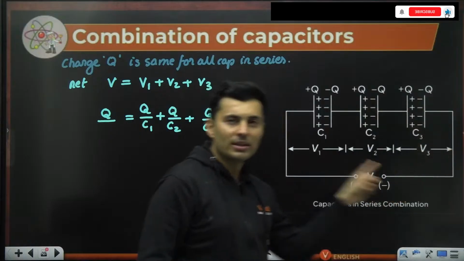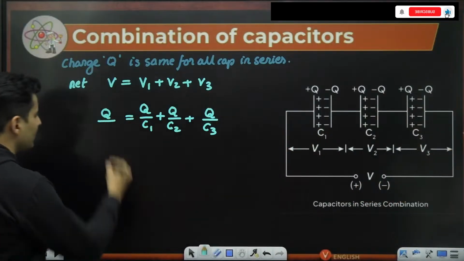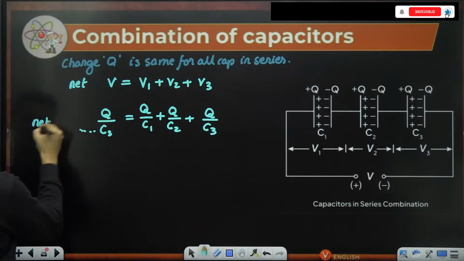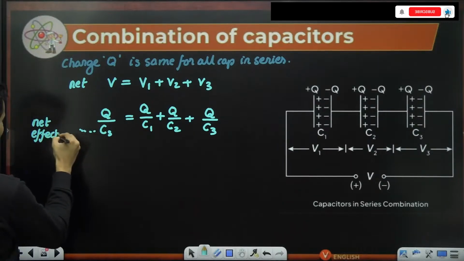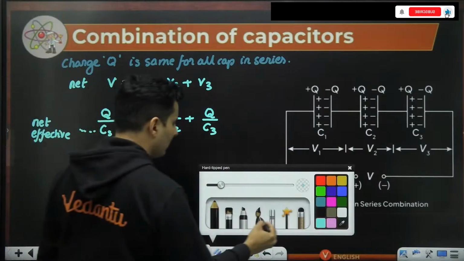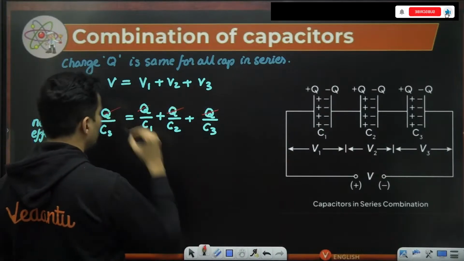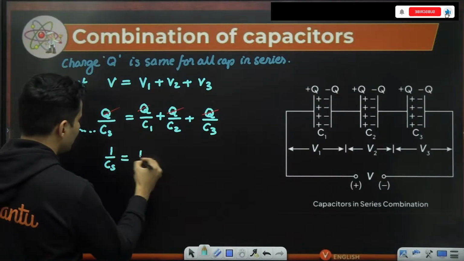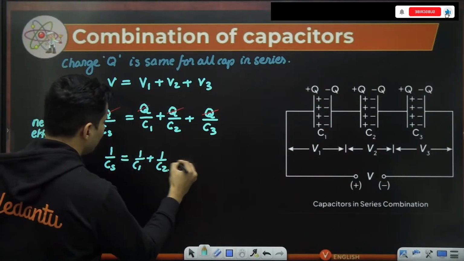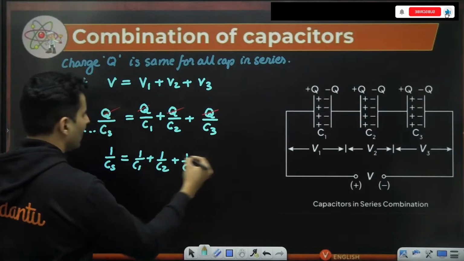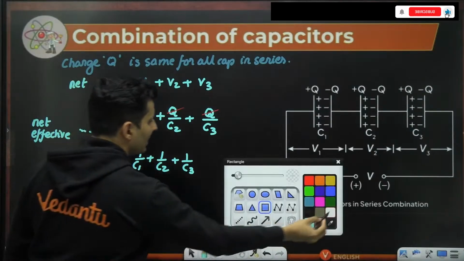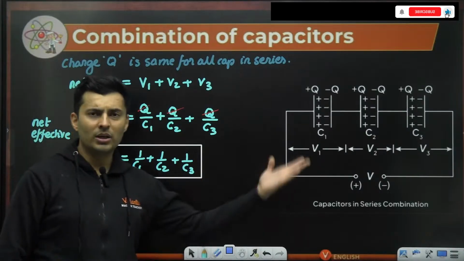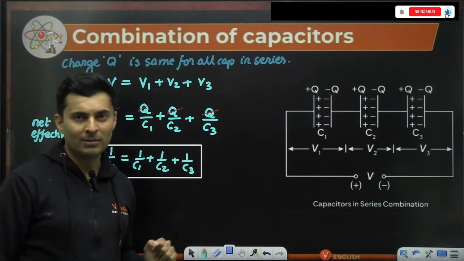And if I replace all these capacitors with one single capacitance, that will be CS. So this is your net effective capacitance, CS. Best part is Q got cancelled. So I am left with 1 by CS is 1 by C1 plus 1 by C2 plus 1 by C3 and so on and so forth. You can obviously make this formula big if there are 100, 200 capacitors, right? Many terms will come like that.